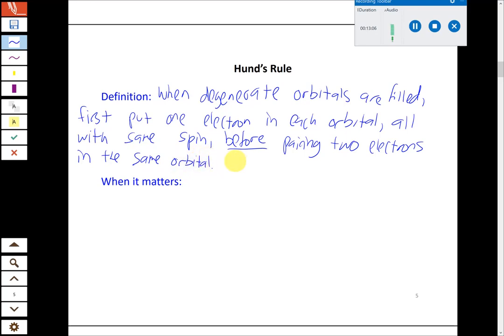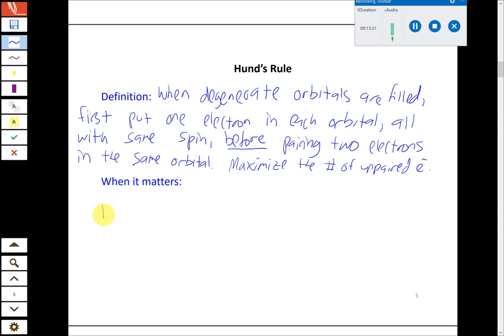A simpler way of saying this, if we're familiar with this terminology, is that we want to maximize the number of unpaired electrons. So an unpaired electron being an electron that has spin up but does not have a second electron with spin down that basically is paired with it. So we want to maximize the number of unpaired electrons. But this will make more sense when we do some examples.